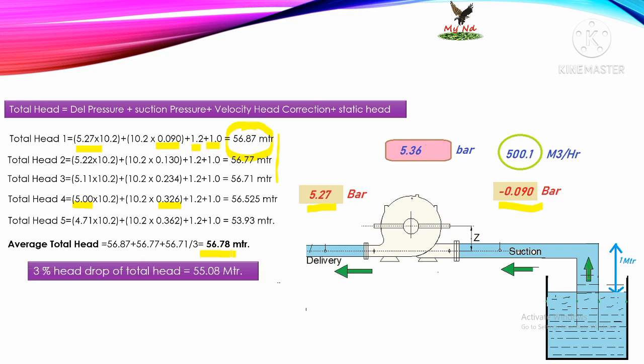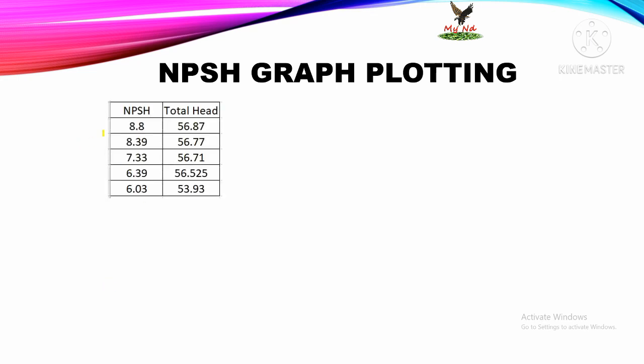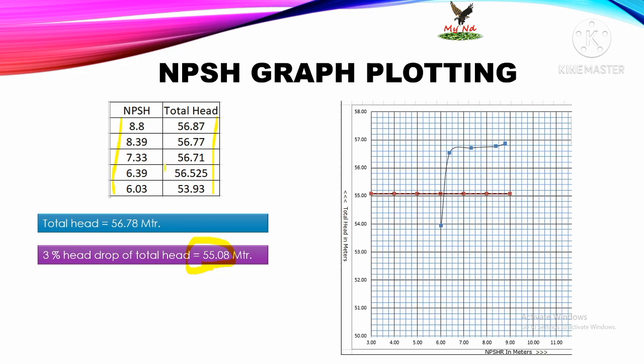So we calculate the 3% head drop. 3% head drop of 56.78 is 55.08 meter. Now the NPSH graph. We have already calculated the NPSH values and the total head values. Our total head is 56.78, the average value, and the 3% head drop of total head is 55.08. So on the basis of this data, we can plot the NPSH graph.